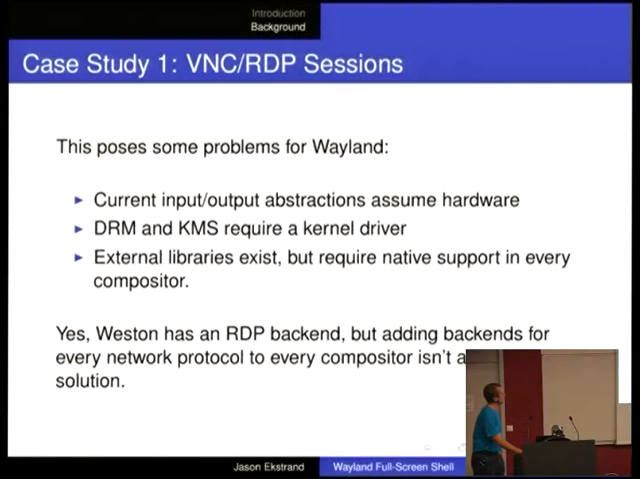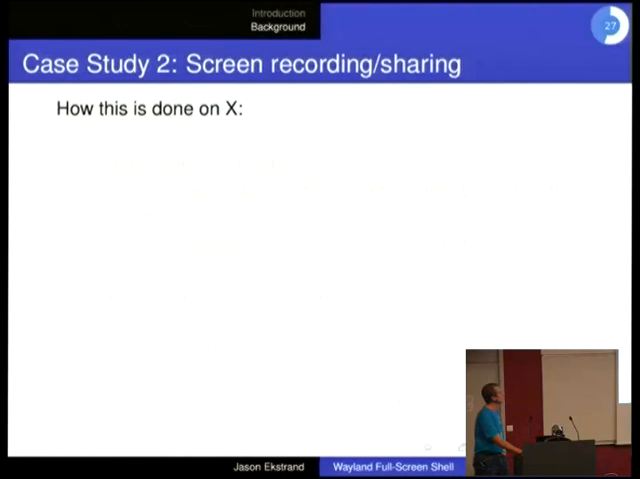So there's case study number one. We want to be able to do VNC and RDP. Case study number two, screen recording and sharing. By recording, I mean you have some application, say VNC, and you want to record what you're doing because you want to make a demo of something or you want to record your game or whatever. And by sharing, I'm referring to more of an interactive thing. So you have somebody else who you're working with across the internet and you want to be able to share your screen with them. There's a variety of applications that attempt to implement this.